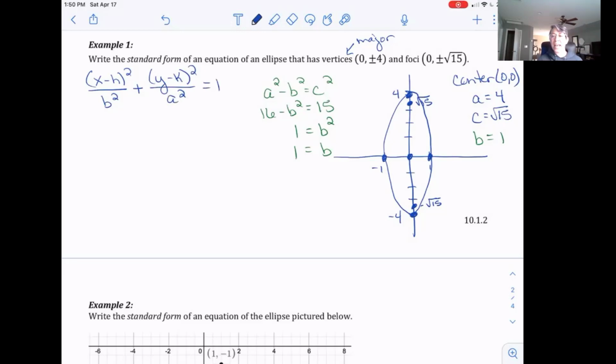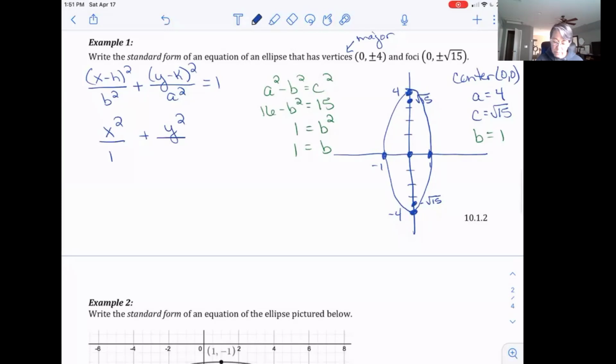Well, I know my h and k is my center, so x minus 0 is just x, so we get x squared. You know, y minus 0 is just y squared. Our b value we found to be 1. Our a value is 4, so squaring the 4 gives 16, and it always equals 1. So we just get x squared plus y squared over 16 equals 1. This is the equation of our ellipse.